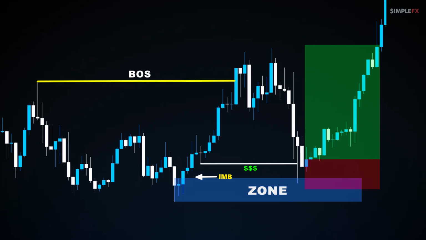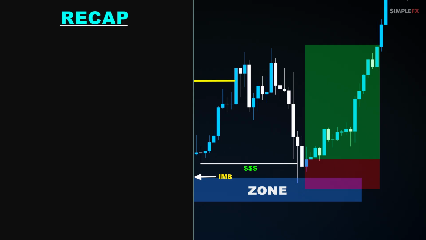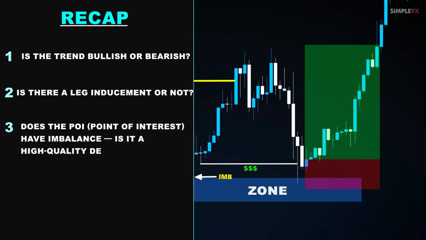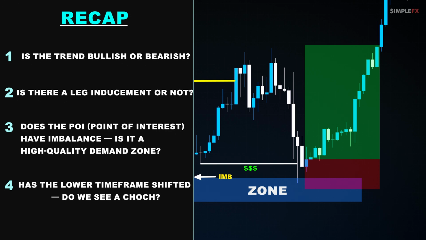So, let's quickly recap what you need to check. Is the trend bullish or bearish? Is there a leg inducement or not? Does the POI, point of interest, have imbalance? Is it a high-quality demand zone? Has the lower time frame shifted? Do we see a CHoCH? Once all of these align, you enter. Simple as that. Alright, let's move on to the next topic.